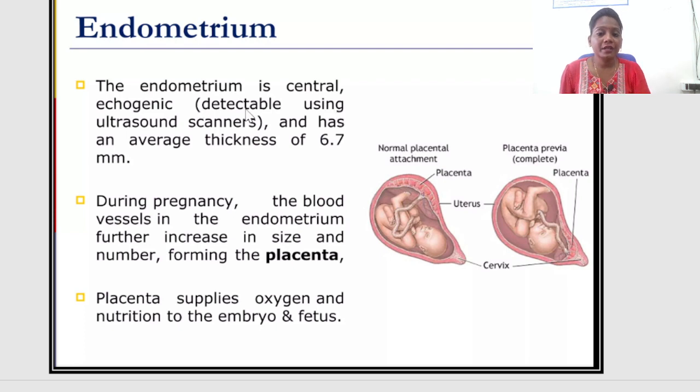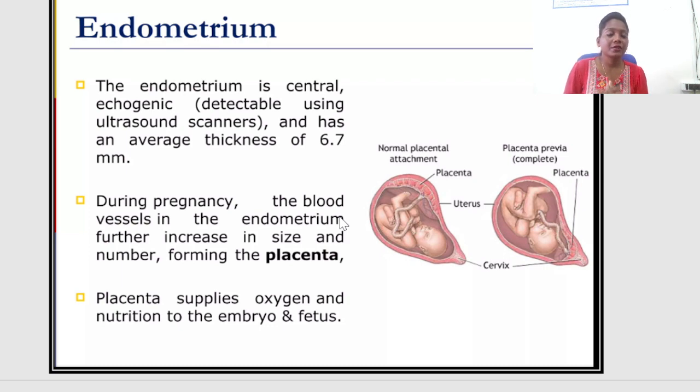And the endometrium is a central echogenic layer, detectable using an ultrasound scanner, and has an average thickness of 6.7 mm. During pregnancy, the blood vessels in the endometrium further increase in size and number, forming the placenta. And the placenta supplies oxygen and nutrition to the embryo and fetus. This is about the endometrial importance.